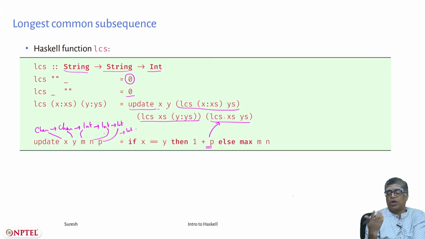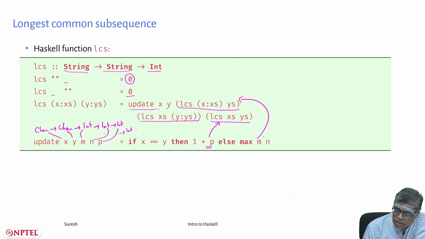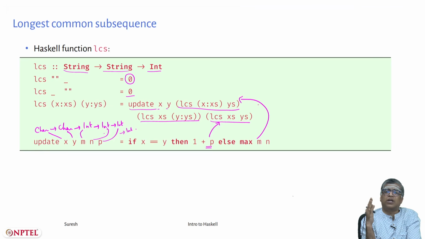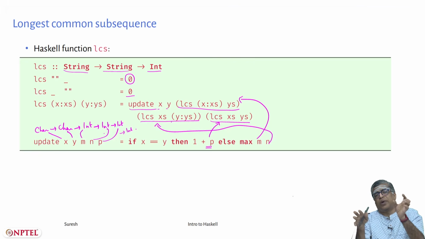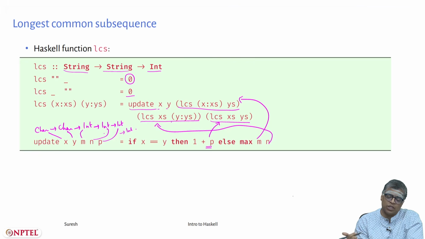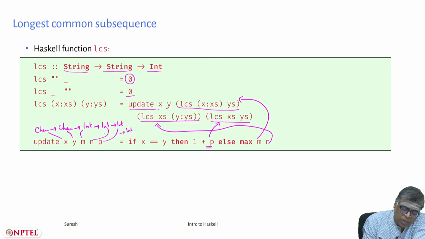If x is not equal to y, then you independently compute this. Here you are skipping the first letter in ys, here you are skipping the first letter in xs. You compare those two things independently and then pick the maximum of the two. So, this update function just says if x is equal to y, then 1 plus p, else max m n.